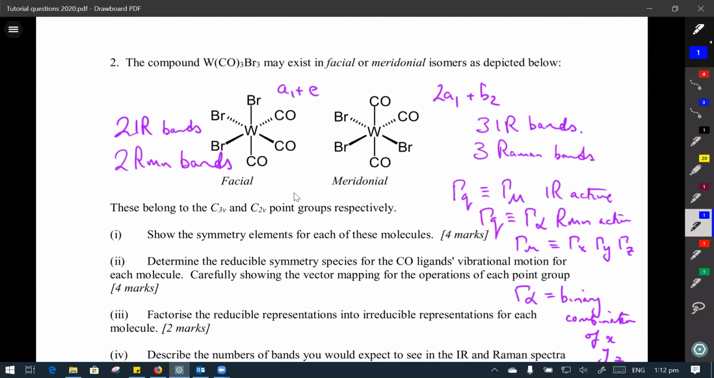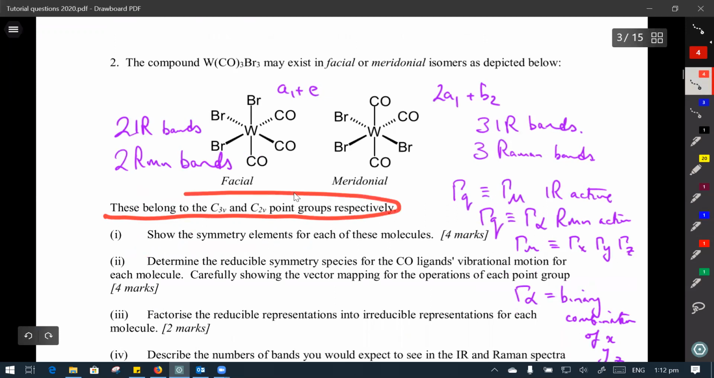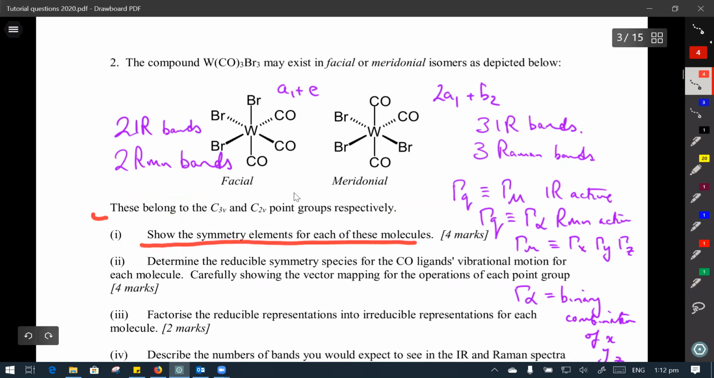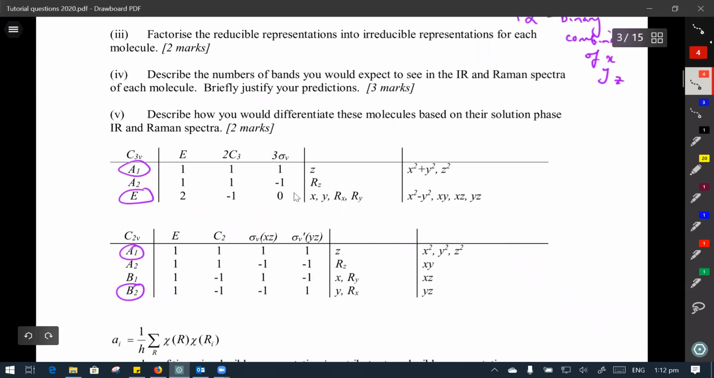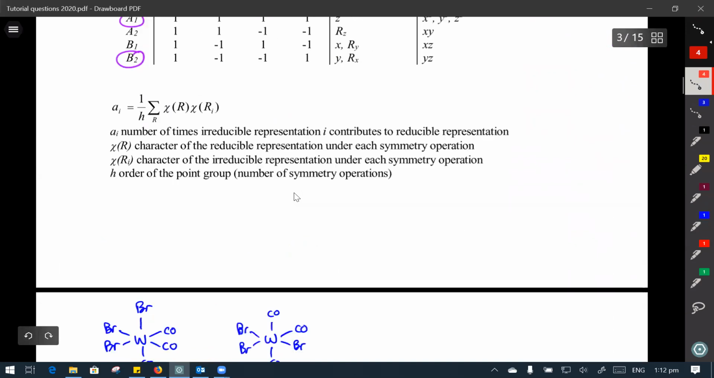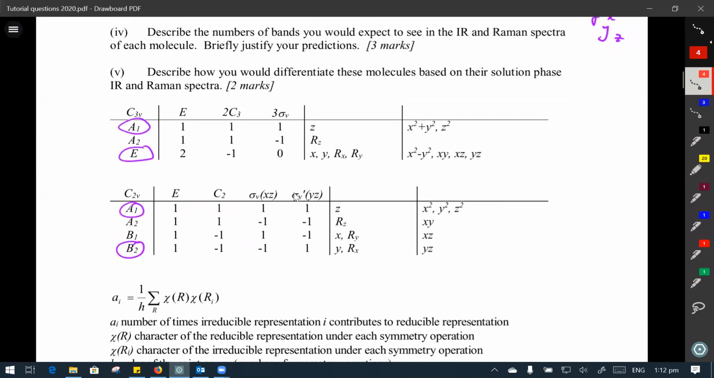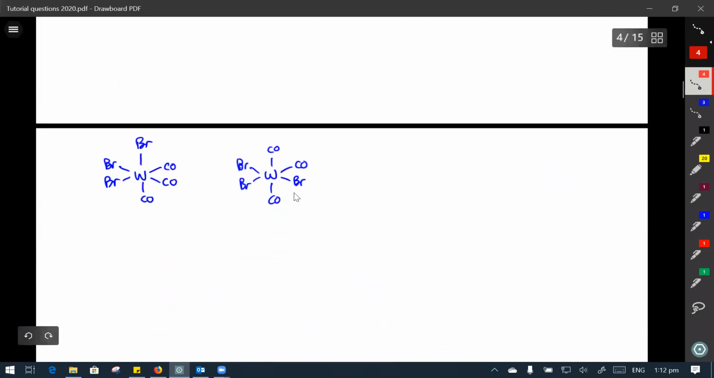So you're told in the question they belong to C3V and C2V point groups, and then you're asked to show the symmetry elements for each of the molecules. So the symmetry elements for C3V are basically E, C3, and sigma V's, right? So that's probably the trickiest one, so maybe we'll do it first, okay? We're looking for E, 2 C3 and 3 sigma V's, right?